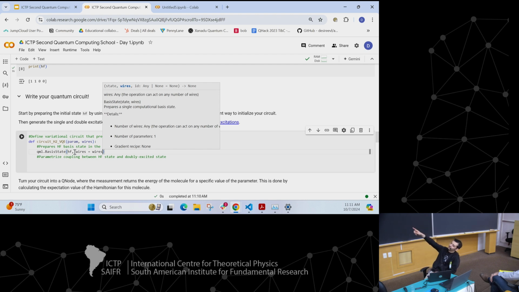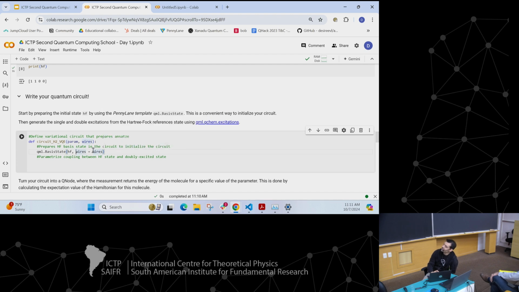The way we do that is using this basis state method. We give it an input array. In this case, it's going to be our Hartree-Fock state, and we tell it which qubits to use for that state. In PennyLane, by the way, whenever you see wires, that's equivalent to qubits for our intents and purposes, okay?